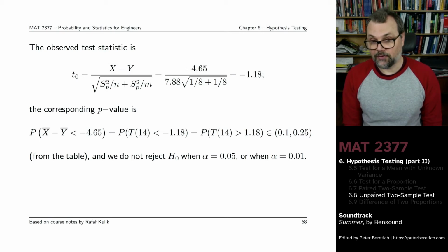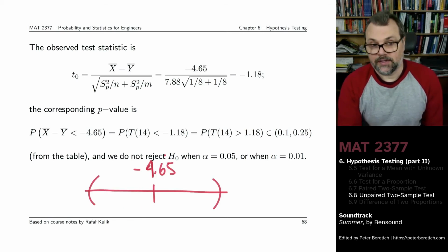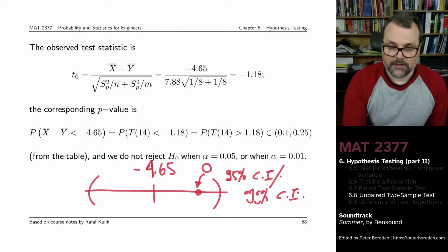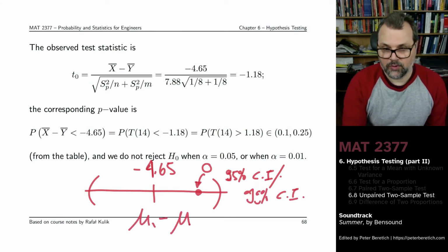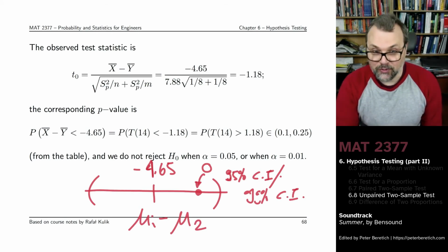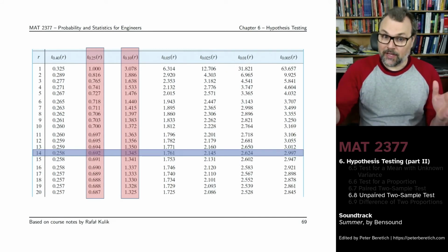In terms of the confidence interval, what we have shown, this is X bar minus Y bar, the observed difference, minus 4.65. What we've shown is that 0 belongs to both the 95% confidence interval and the 99% confidence interval. This is the confidence interval for mu1 minus mu2. And hence, it's conceivable that the true value of mu1 minus mu2 is 0. Right? How do we find these interval endpoints?